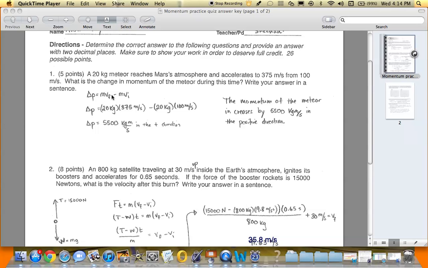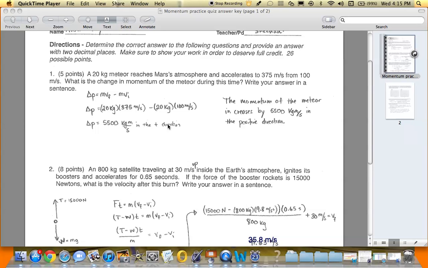Okay, so momentum is always mass times velocity, so the change in momentum would be the mass times the final velocity minus the mass times the initial velocity. Remember, these little f's mean final and these little i's mean initial. There's no i and f near the masses because the mass doesn't change. If you look at it, we have our masses in kilograms and our speeds in meters per second, and it's just the difference of the two. And you should get 5,500 kilogram meters per second.